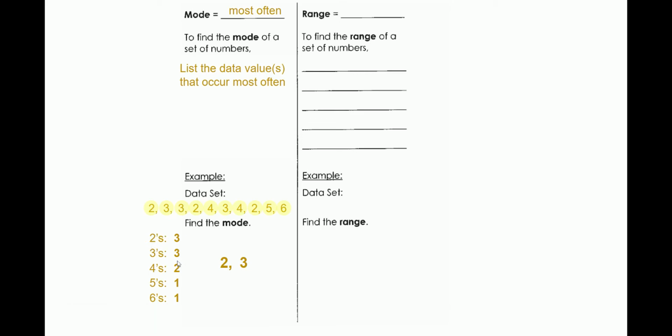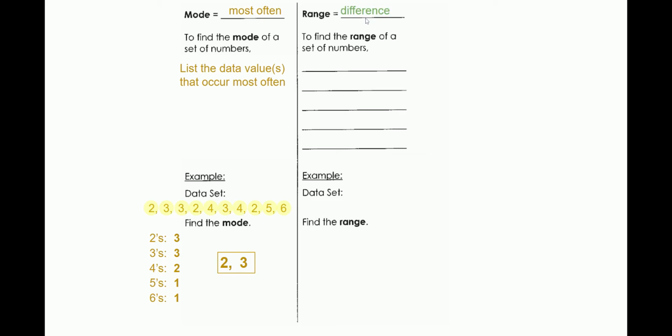Now, sometimes you may have one mode, you may have 2 modes, you may have 5 modes, you may have 10 different modes. You may have no modes at all. So for example, if no number occurs more than once, then you don't have a mode. If you have 5 numbers that occur 2 times and everything else occurs 1 time, then you may have 5 modes. So let's go to our last concept, which is range.